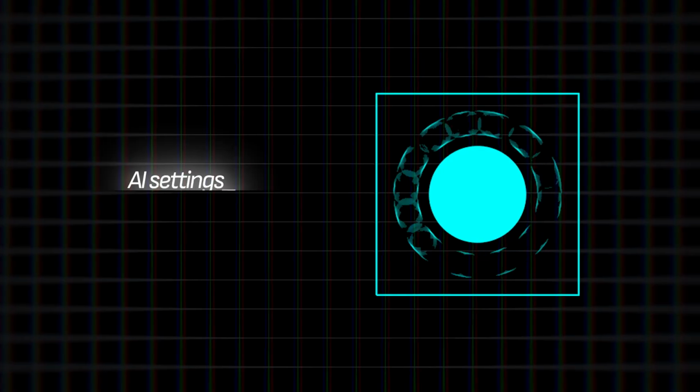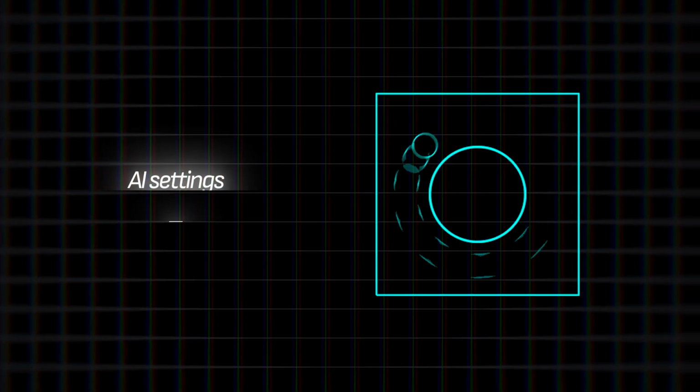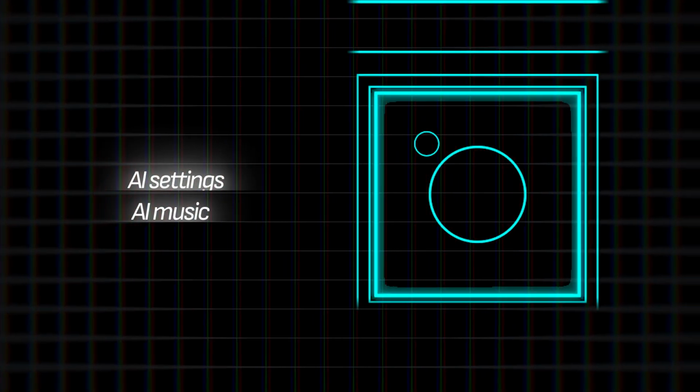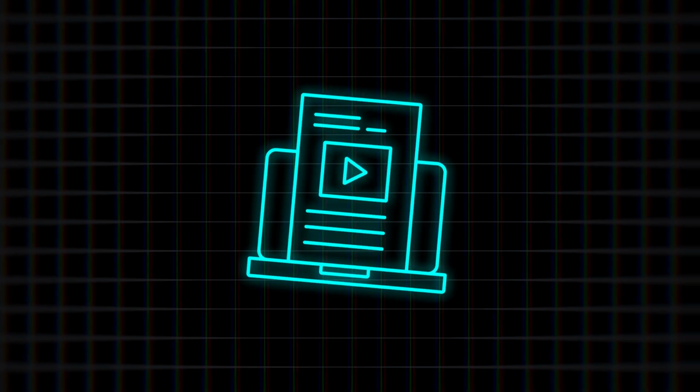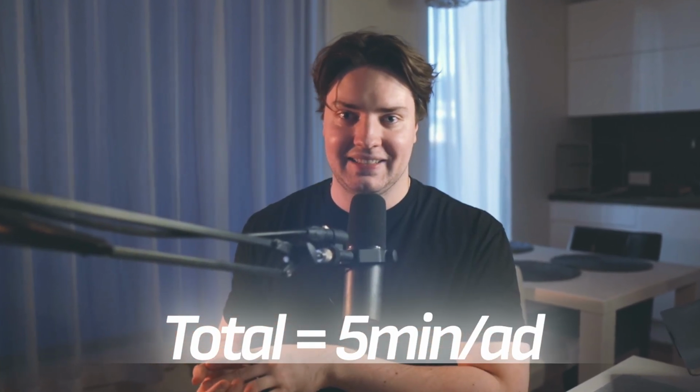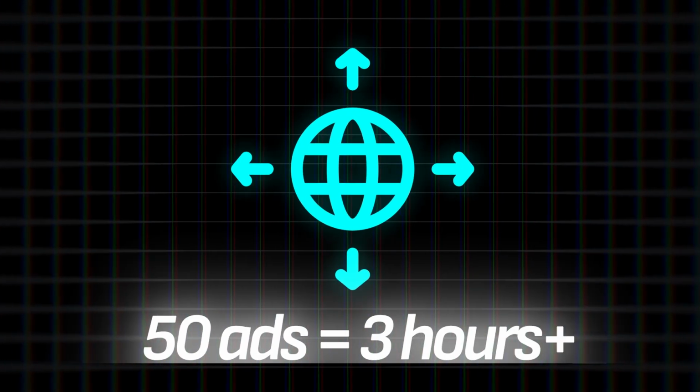So you scroll down, you turn them off. You also turn off the weird AI music thing that Facebook keeps adding to your videos. Then you finally hit publish. That's about 5 minutes per ad. And if you're launching 50 video ads, that's over 3 hours of just copy paste work.